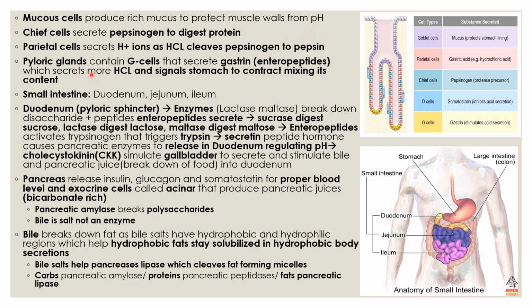And then you've got pyloric glands. The pyloric glands that we spoke about earlier contain something called G cells. G cells produce gastrin, and gastrin is an enteropeptide. We're going to be speaking about that soon. With gastrin, it secretes more HCl and signals the stomach to mix the content. So gastrin is really significant as it secretes HCl and then tells the stomach, yo, stomach, start mixing the stuff up so the food can break down.